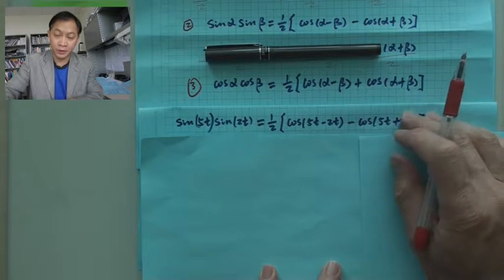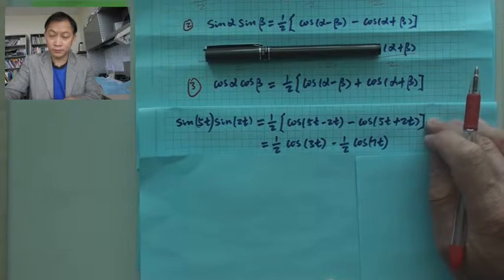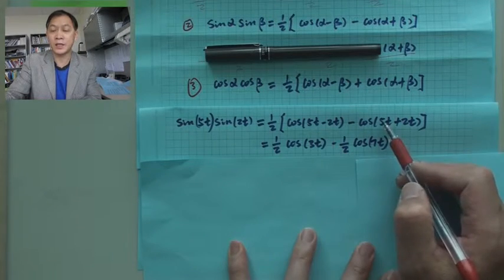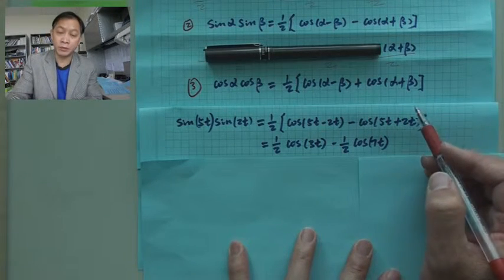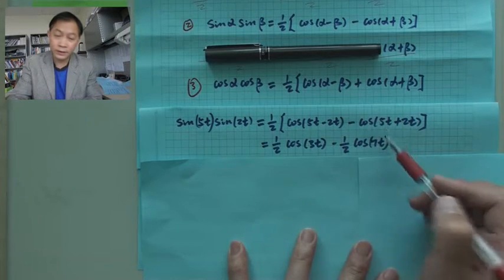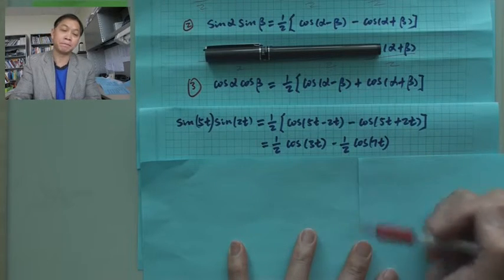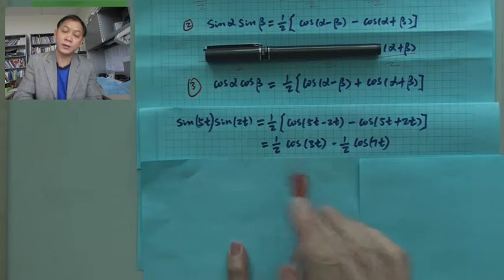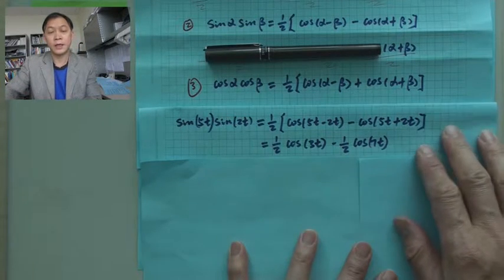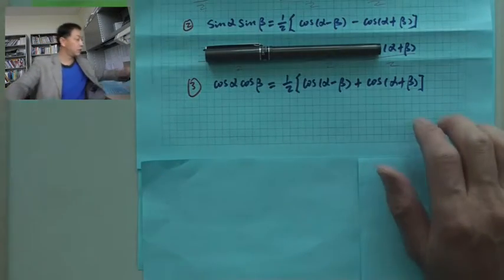5 minus 2 is 3. 5 plus 2 is 7. So that's it. We give 1/2 to every term inside by distributive property. 1/2 needs to times the first term and the second term. Okay, so that's it. We are done. From product to the difference. Okay, now let's look at the application for the third formula.